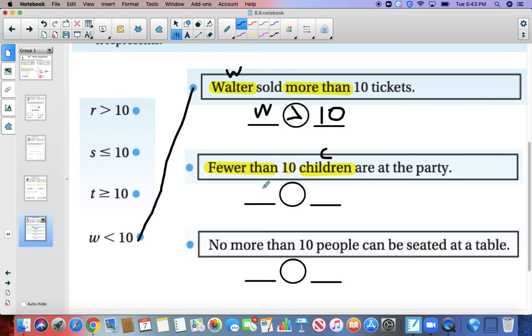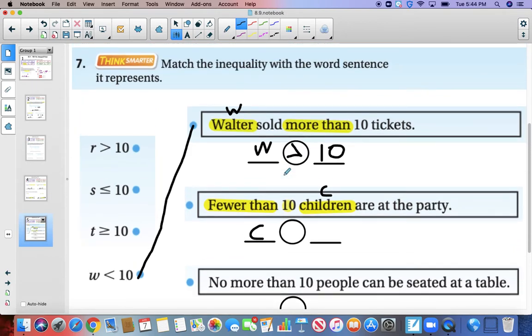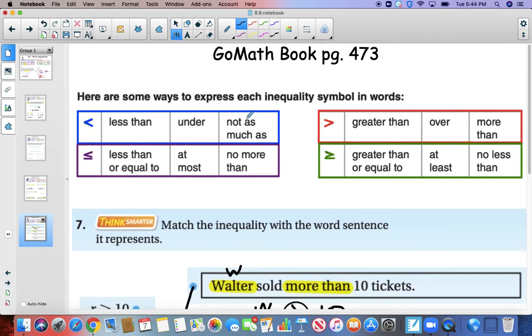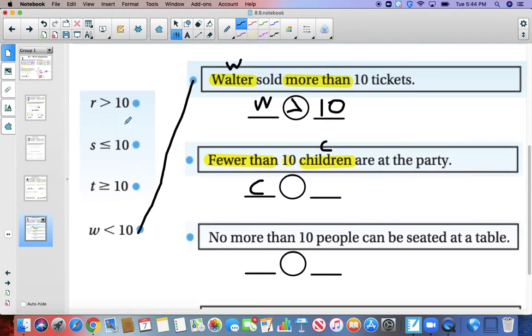I'm going to keep putting the variable on this side. Fewer than, let's see, fewer than. That's the same thing as less than. Fewer than and less than mean the same thing, less, fewer. So that means C for children.